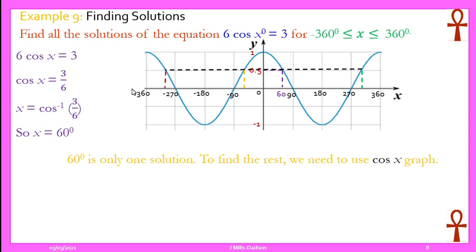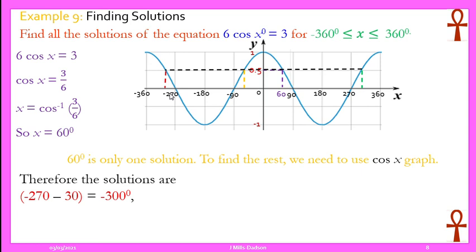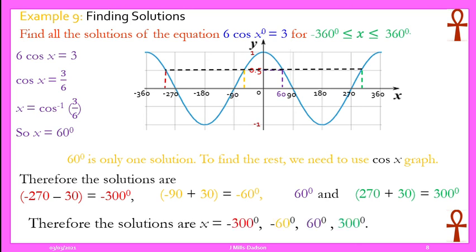So for the red line, it's to the left of negative 270. So we're going to take away 30 from negative 270. That's what we have, negative 300. For the yellow line, it's to the right. So we're going to add 30 to negative 90. That's negative 60. We know our 60 already. Then the next one is to add 30 to 270. So now our x values are negative 300, negative 60, 60, and 300 degrees.